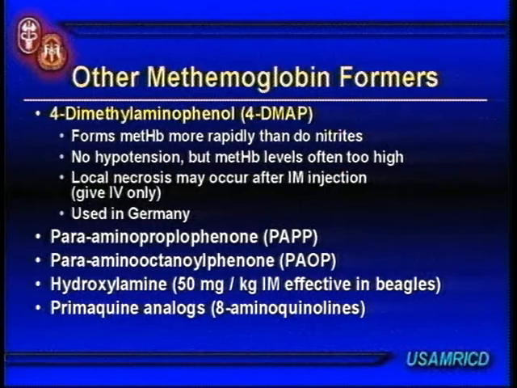The one used in Germany is 4-dimethylaminophenol, or DMAP. It generates methemoglobin really quickly. The only problem is the methemoglobin depot degenerates really quickly, too, so we can have more cyanide back in the blood. But this is what's used in Germany.